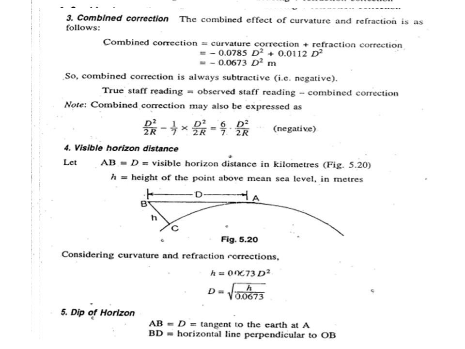Then in figure 5.2 you will observe that AB is equal to D, that is the visible horizon distance in kilometers, where H is the height of the point above mean sea level in meters. So considering curvature and refraction correction, H equals 0.0673 D squared. So D equals the square root of H divided by 0.0673, where H is the height of the point above mean sea level in meters.